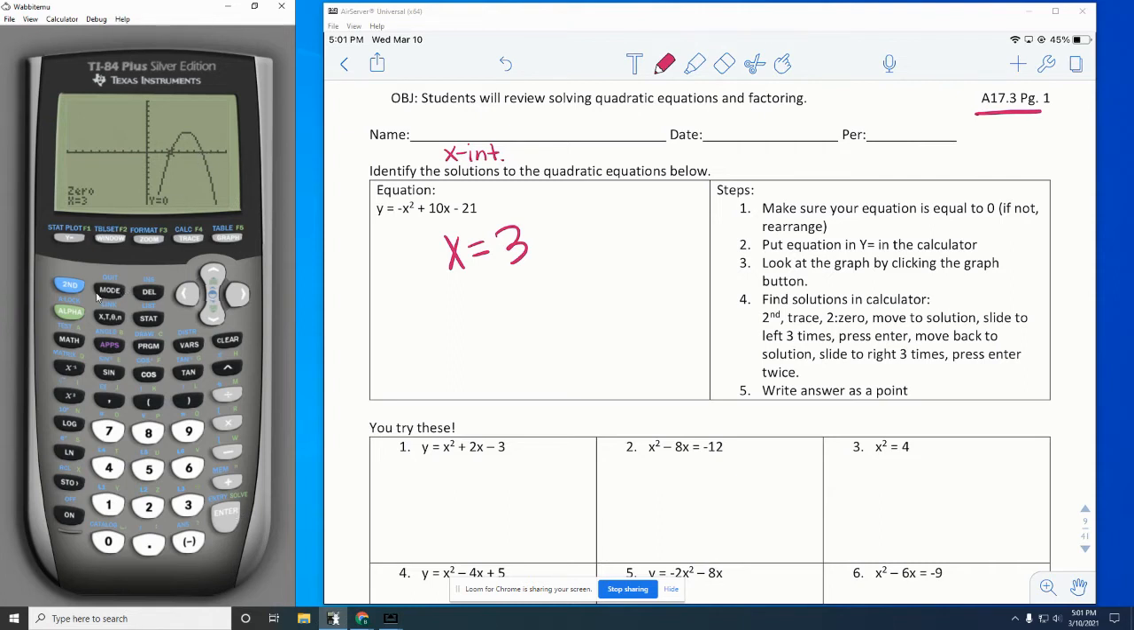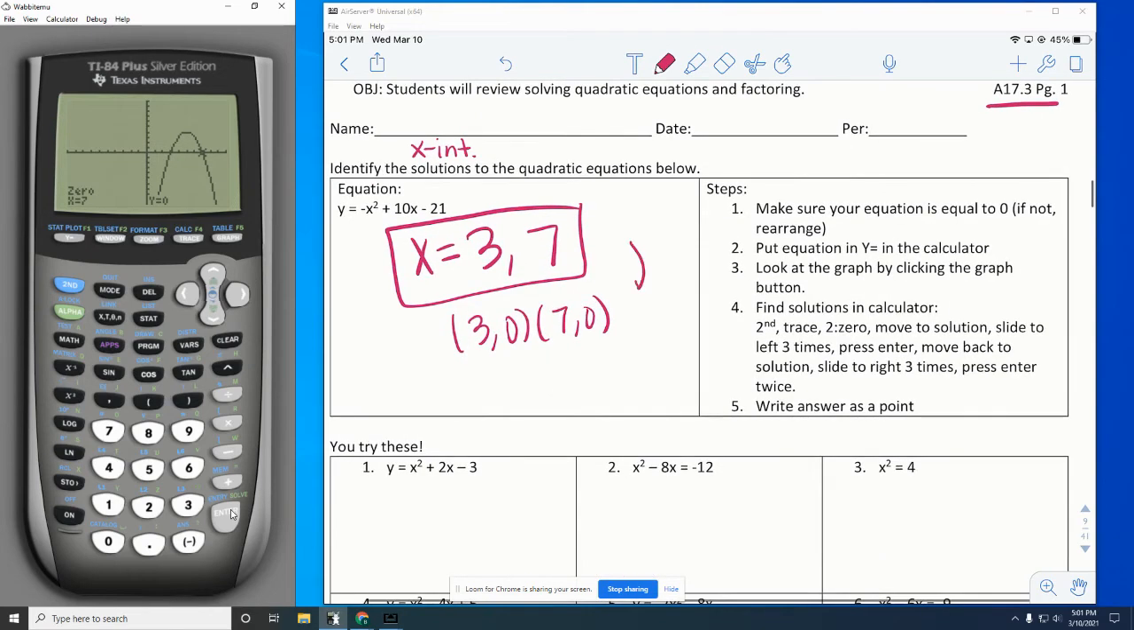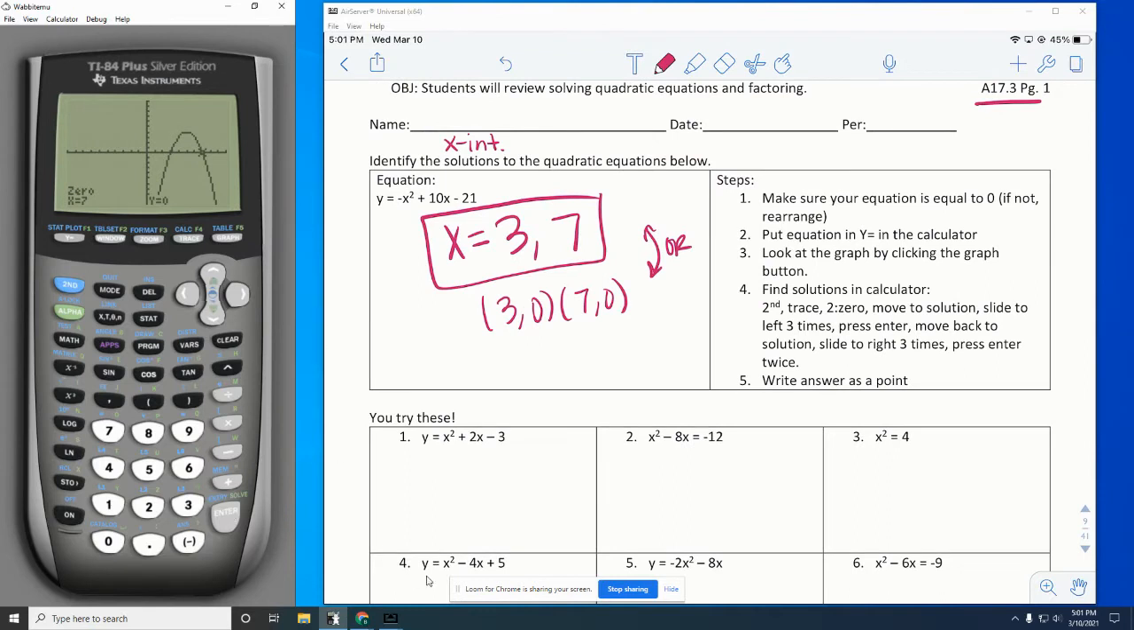I can see there's another one, so I'm going to click second trace 2 and repeat those steps. I start by going to about where the x-intercept is. Slide to the left, enter. Slide to the right 3 more times, enter, enter. And my other x value is 7. They might be listed as 3 and 7. They could also be written as (3, 0) and (7, 0). Either of these are acceptable, so you can write it either way.